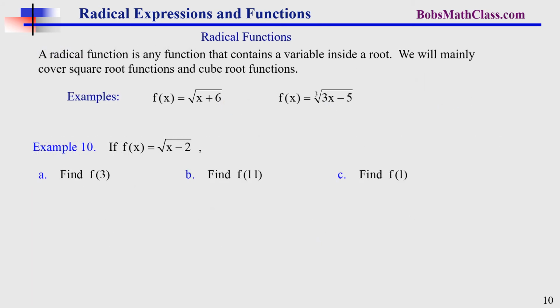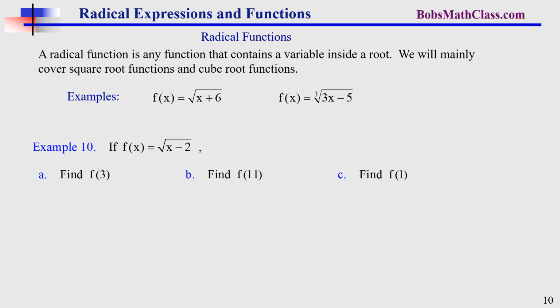Okay, we're going to talk about radical functions now. A radical function is any function that contains a variable inside a root. We will mainly cover square root functions and cube root functions. Here's a couple of examples. f of x equals the square root of x plus 6. Notice that there is a variable inside the square root. And the second one listed to the right is f of x equals the cube root of 3x minus 5. Again, there is a variable inside the cube root.